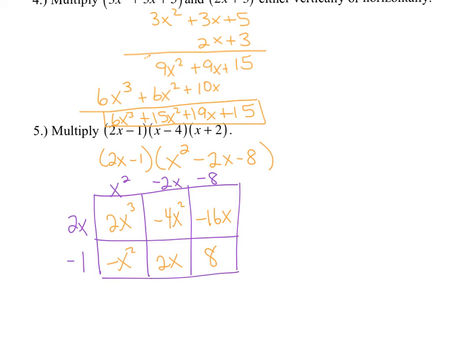And then you combine your like terms. So we'll have 2x cubed, there's no other like term, negative 5x squared, that was the negative 1 and the negative 4, and negative 16 plus 2 is negative 14x, and then plus 8.